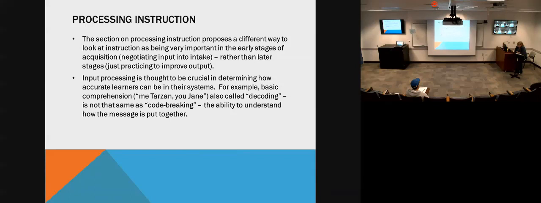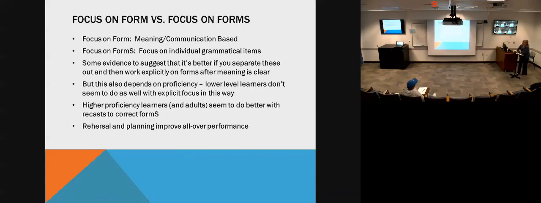As adults, as cognitive beings who've already learned one language, you should be thinking of code breaking very much along the lines of moving from not automatic processing towards automatic processing. Now, don't get me wrong, if we go back to this one, you still need to focus on form, okay? Meaning, you need to focus on meaning and communication based, right?